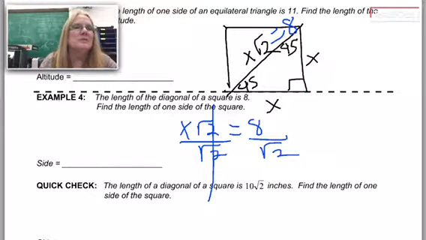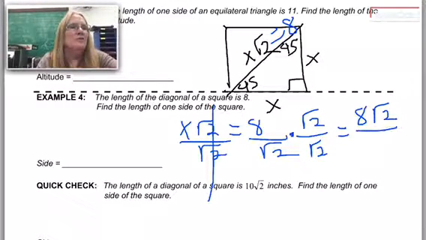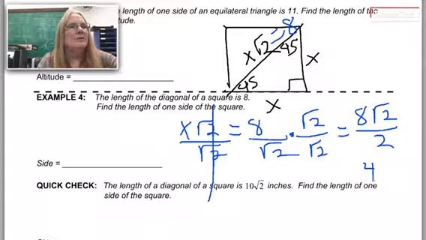Divide both sides by the square root of 2. 8 divided by the square root of 2, and then we have to rationalize the denominator. Multiply by the square root of 2 over the square root of 2. 8 square root of 2 over 2. We can simplify that one step further because 8 divided by 2 is 4. We get 4 times the square root of 2.